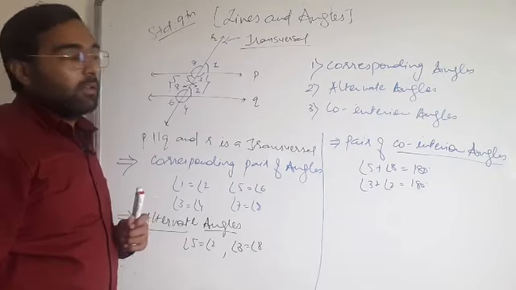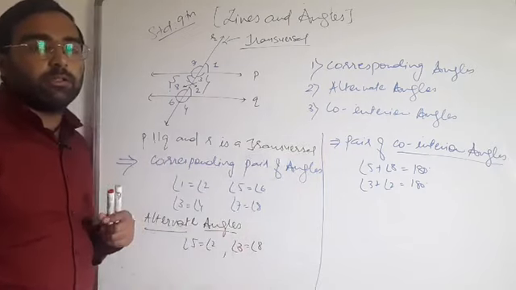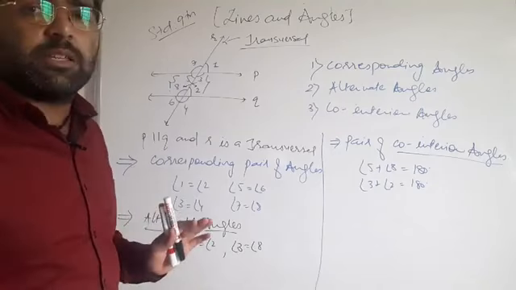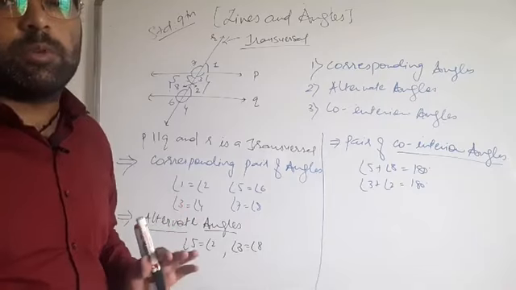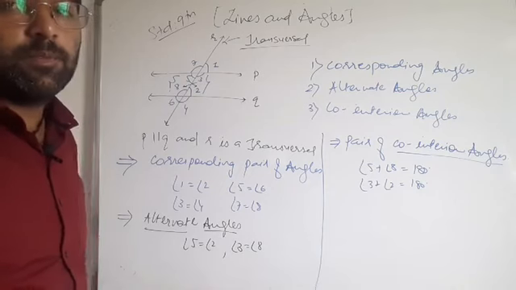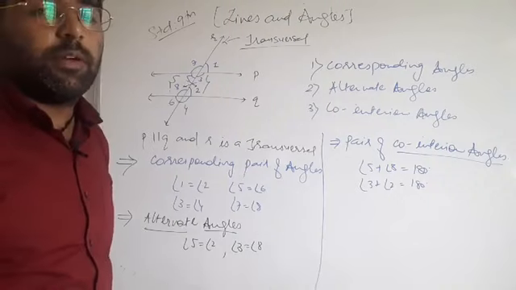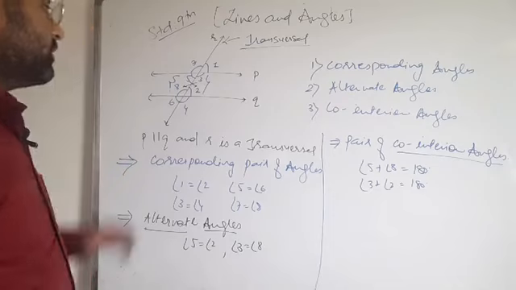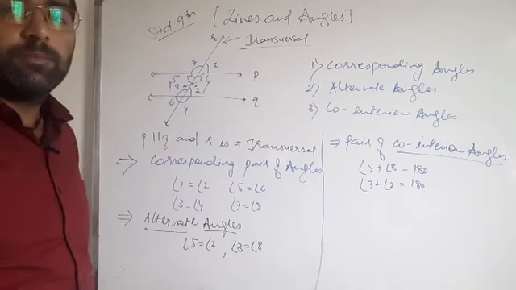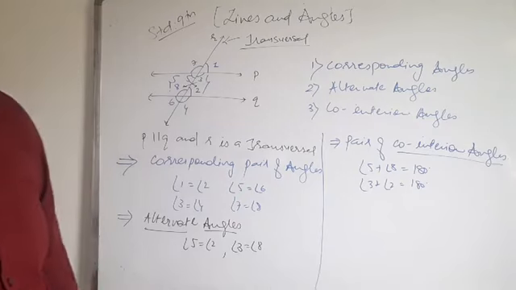Clear? Here are the pairs of angles: corresponding angles, alternate angles, and co-interior angles. This is the main basic concept for exercise 6.2. Please note this down. If you can't understand, please notify me whenever you need to. Okay, clear? Now we move to the questions.